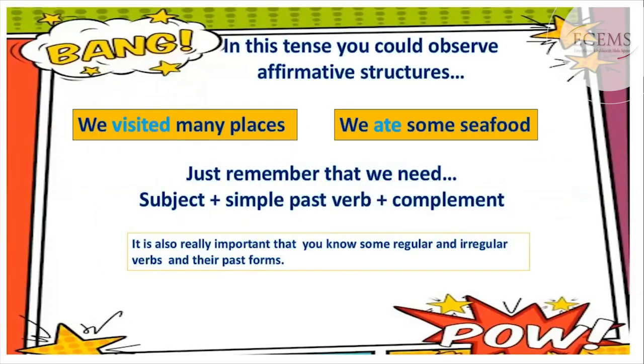In this tense, you could observe affirmative structures. We visited many places. We ate some seafood. Just remember that we need subject plus simple past verb plus complement. It is also really important that you know some regular and irregular verbs and its forms in past.